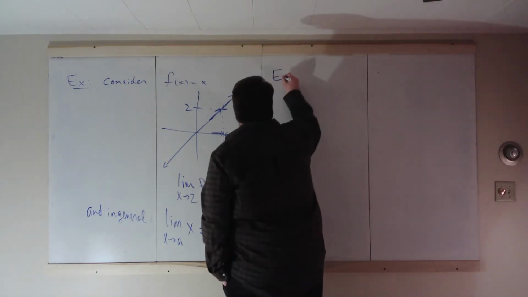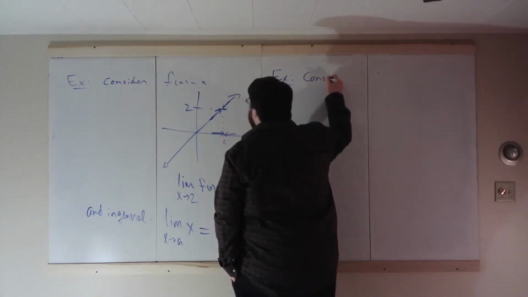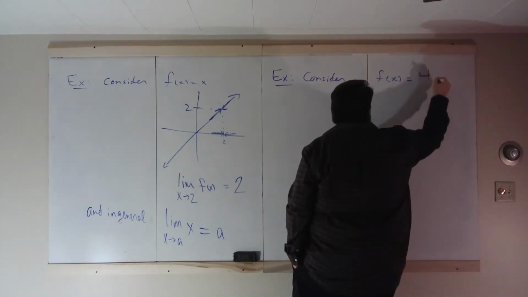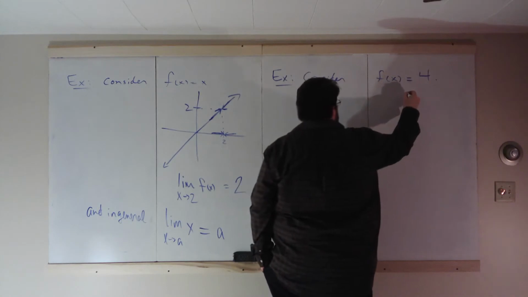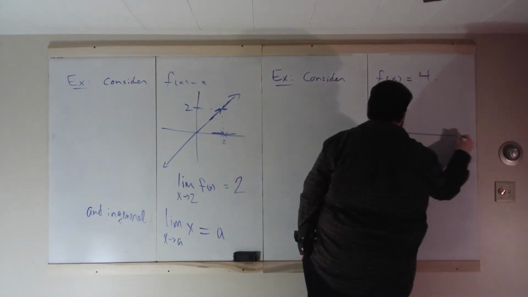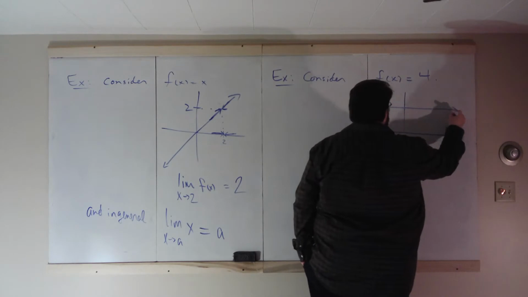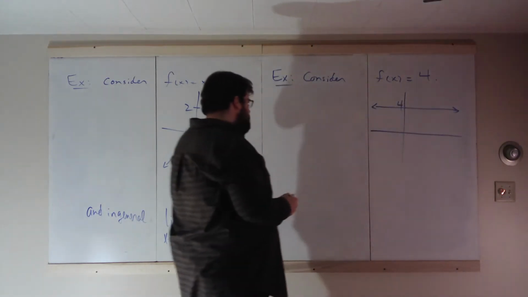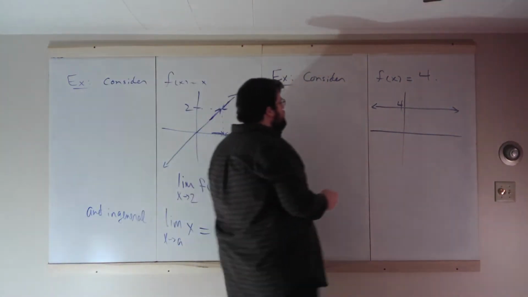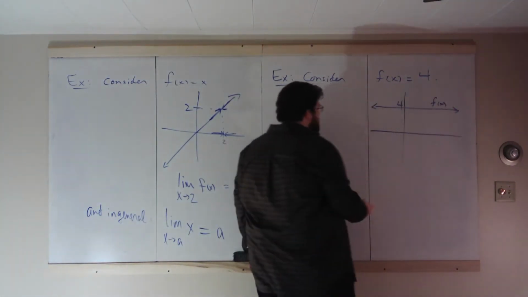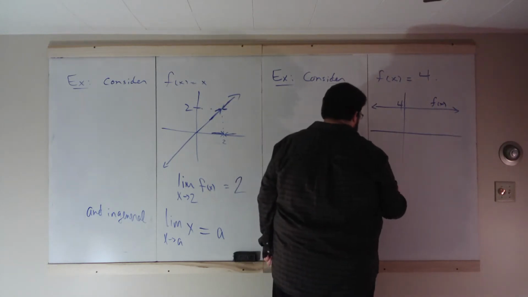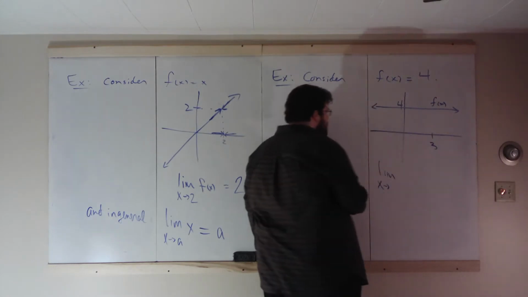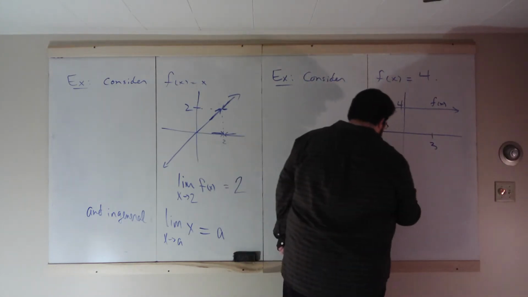Horizontal lines are written in the form y equals some number or f of x equals some number. So example, consider f of x equals 4. This is just a horizontal line at height 4. So I'll draw that like this. Let's mark off 4. So here's f of x equals 4. Maybe I'll label it f. And find the limit as x approaches, I don't know, 3. 3 is a good number, even though it was the first example.